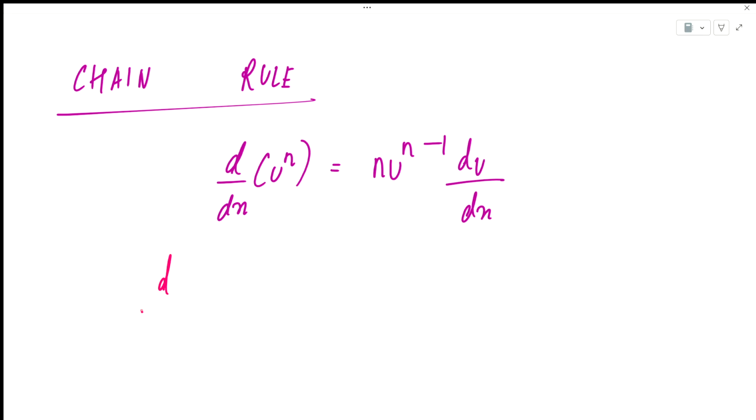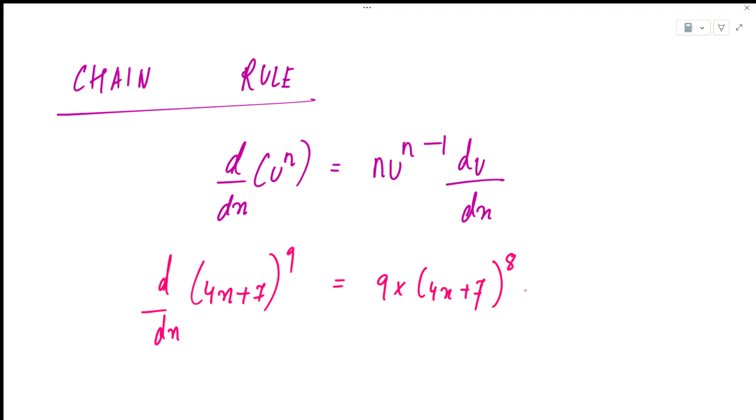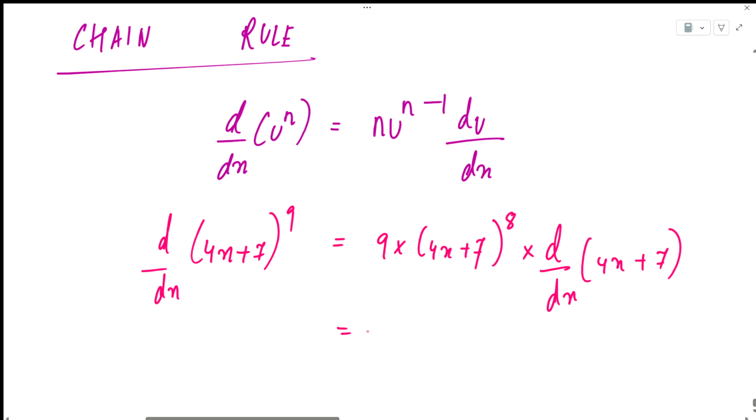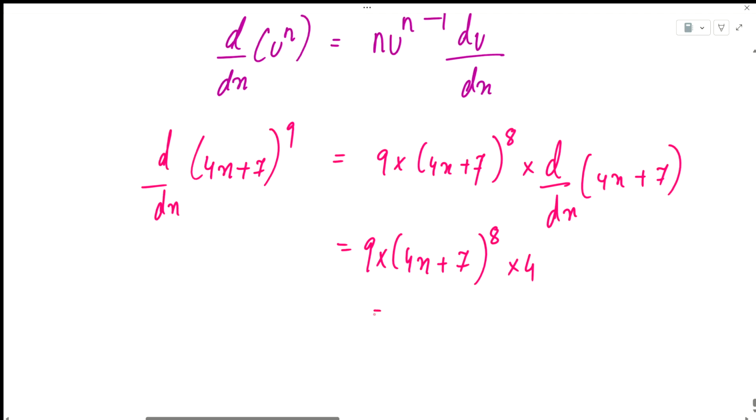Suppose you have d by dx of (4x plus 7) to the power 9, so this will become 9 into (4x plus 7) to the power 8. Now I'll multiply this with the derivative of 4x plus 7, which is simply 4. So 9 times 4 is going to give me 36 times (4x plus 7) to the power 8.